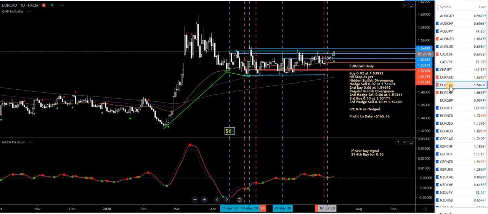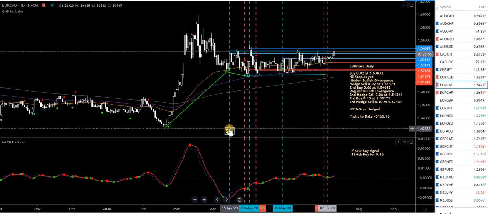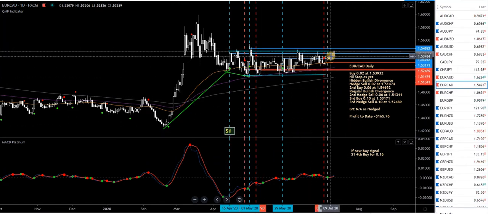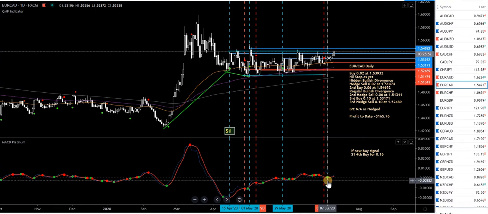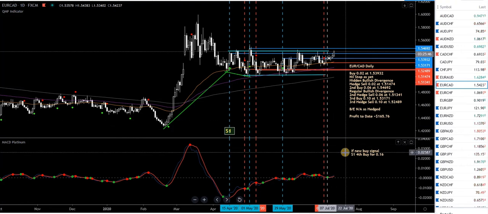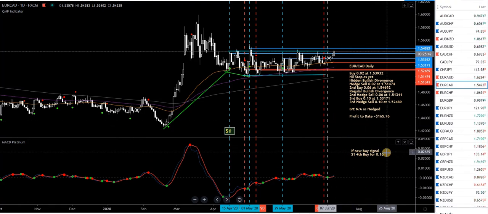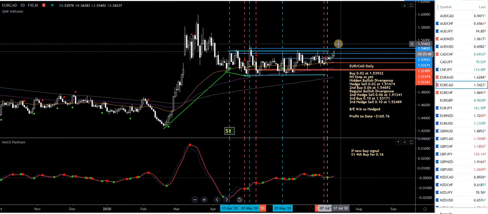Euro CAD, just have a look at the price. See that? Yeah, you might have seen the QMP. Bang, it was there. Now, it's only in the one sequence. It's all very tight. And you can see I've already got a warning line in there, the grey vertical. If there's a new buy signal, which looks like it's going to be, just a fourth buy for 0.16. And that'll give us a break even up here somewhere.